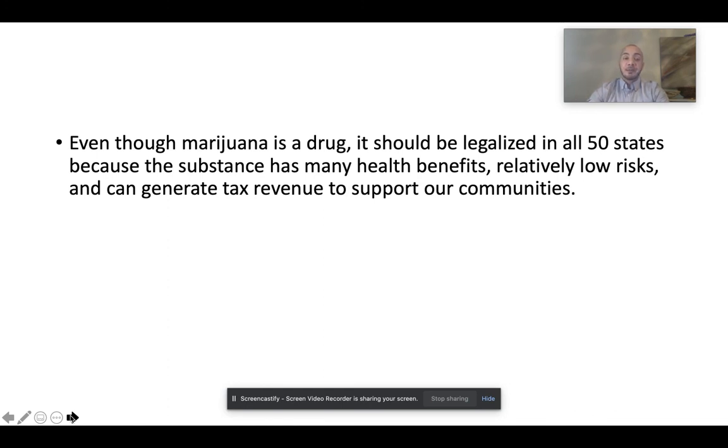Just as in the first example, we begin with a complex sentence. This is our subordinating conjunction, even though. The dependent clause of our complex sentence acknowledges the counterclaim or those who are going to disagree with us. It's followed up by our own position. Right? What should happen? Marijuana should be legalized. And from there, we are given our 2 to 3 points of logical support: the health benefits, the relatively low risks, and the fact that it can generate tax revenue.